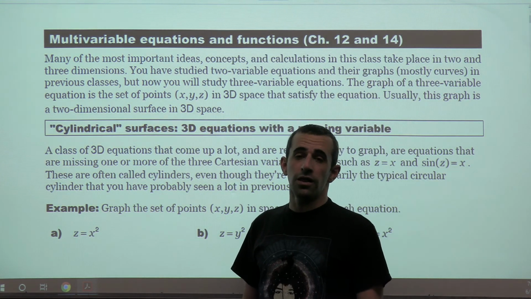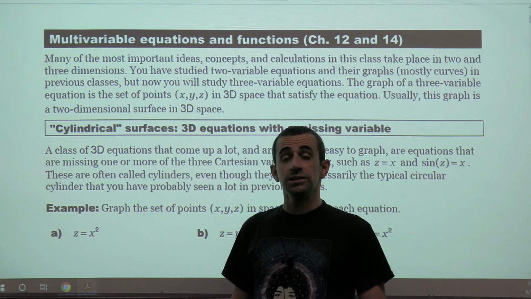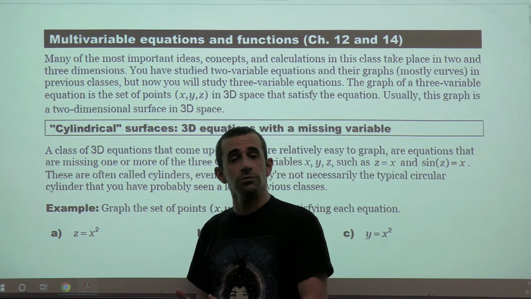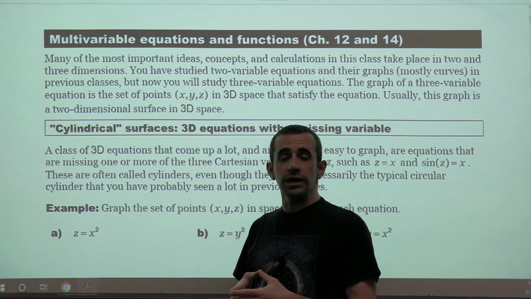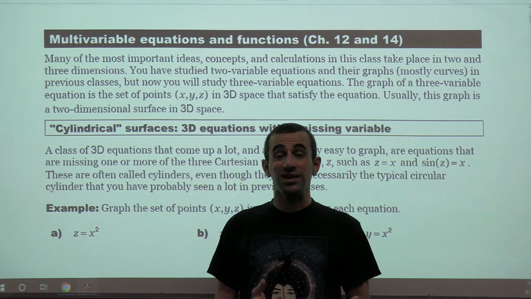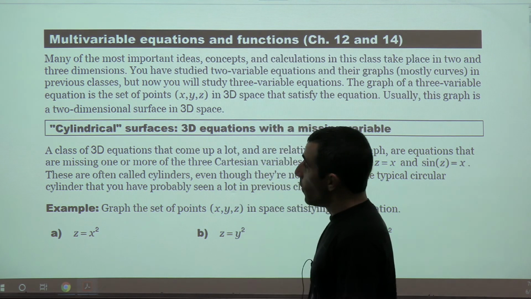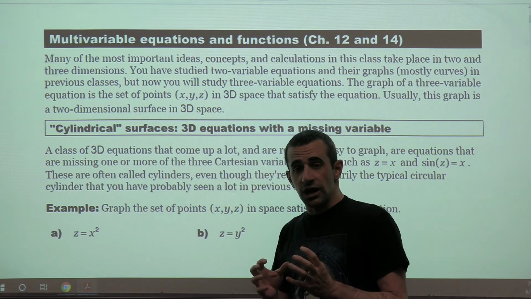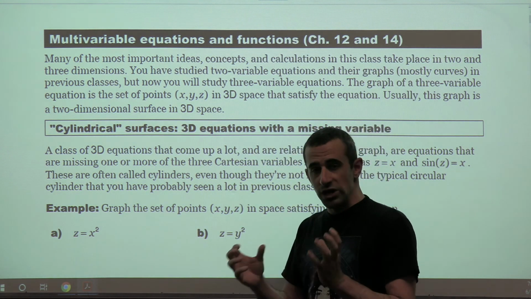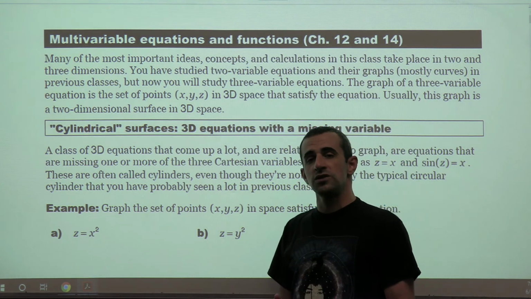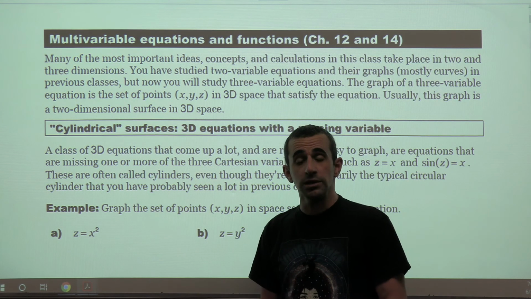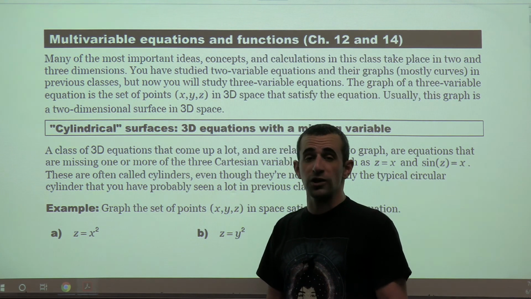Many, if not all, of the critical fundamental ideas in this course take place in either 2 dimensions or 3 dimensions, meaning they're about mathematical things that are happening in the xy plane or in xyz space. So in previous classes, you focused on 2 variable equations, equations that involve 2 unknowns. And the way that you graph these 2 variable equations is by drawing something in the xy plane. Typically, that's some sort of curve in the xy plane.